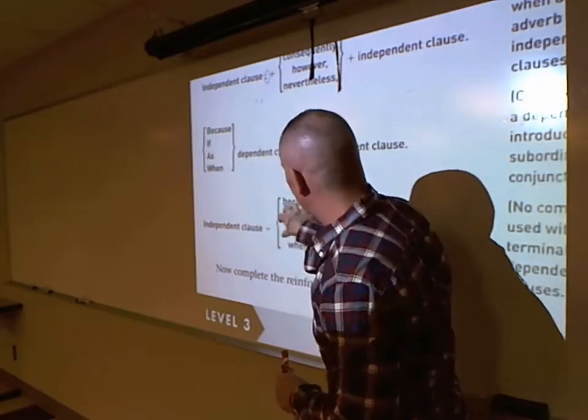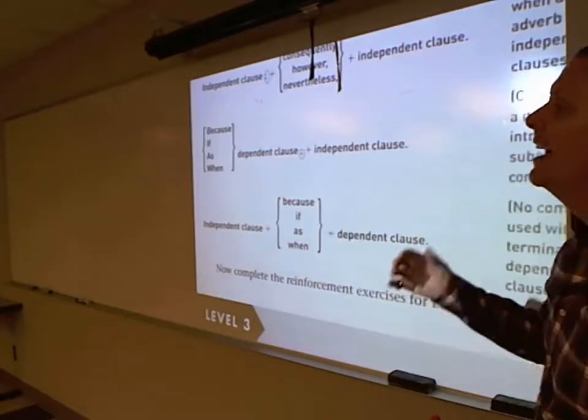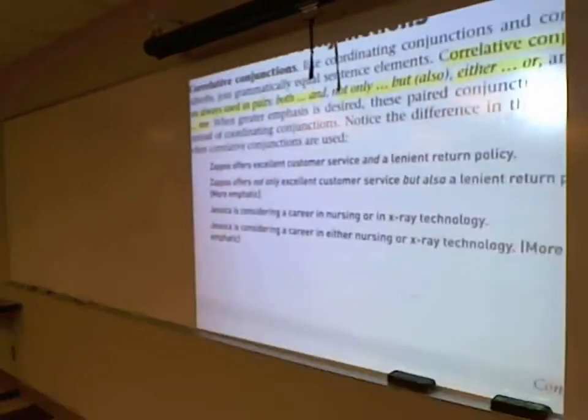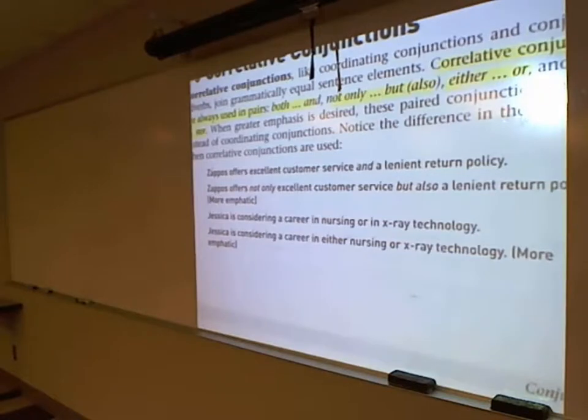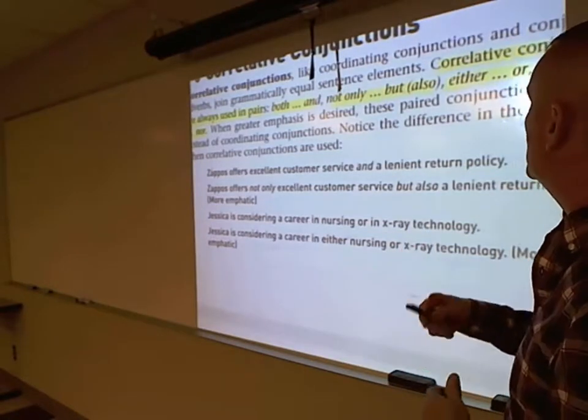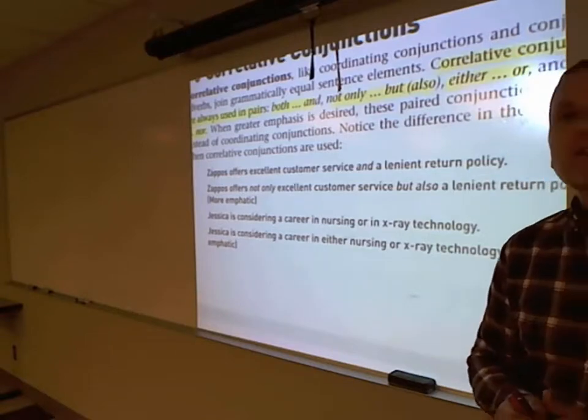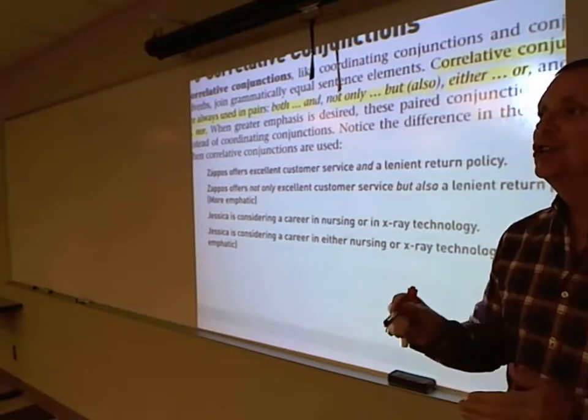Okay, level three, correlatives. Both and, not only but also, either or, neither nor. Those are considered to be correlatives and they should be kept together. So if you have a noun and verb that follows not only, then you need a noun and verb to follow but also. Don't split it up. Keep it parallel.